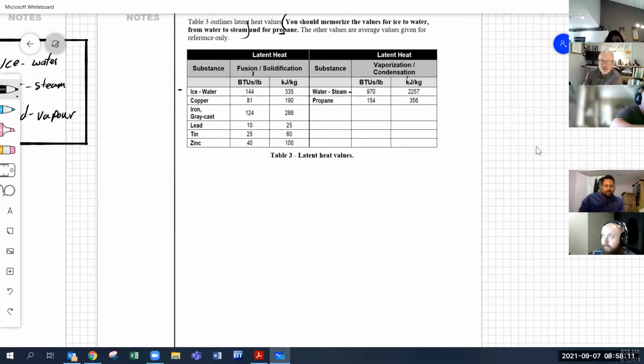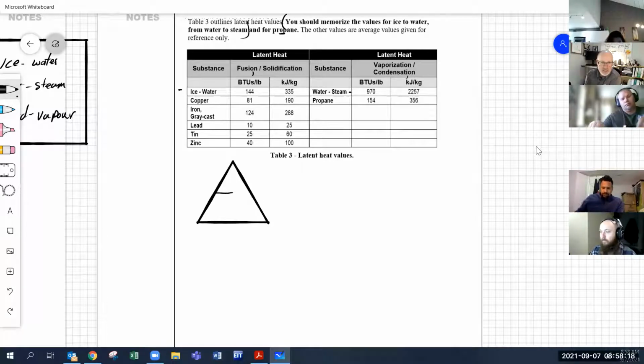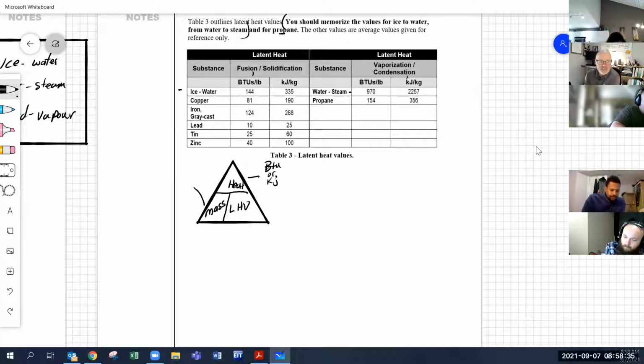Now, when we're doing latent heat values, we will use a formula, and I have a formula triangle for this as well. And the heat is equal to the mass times the latent heat value. So the heat is either in BTUs or kilojoules. The mass is always in kilograms or pounds, and the latent heat values are as follows.